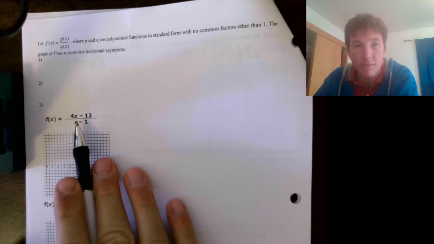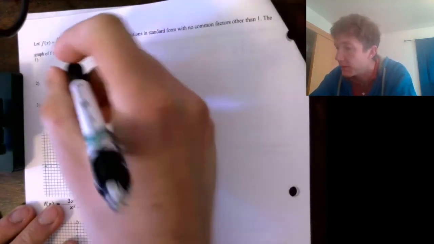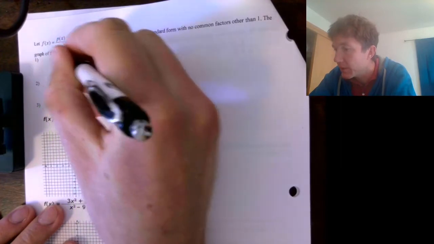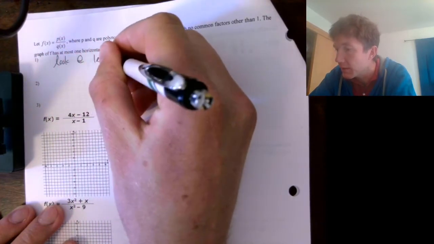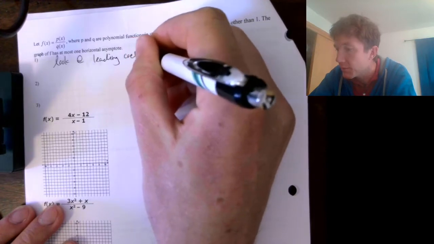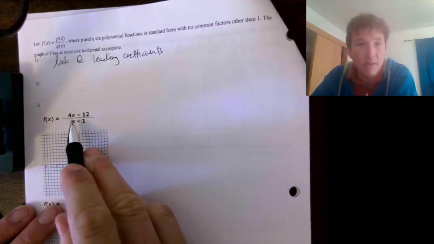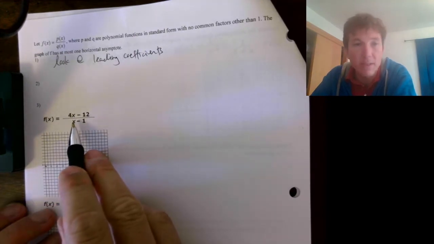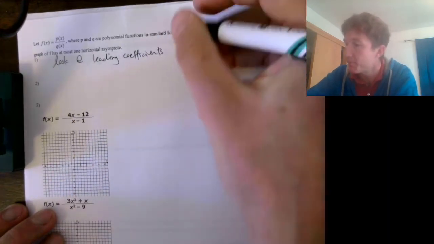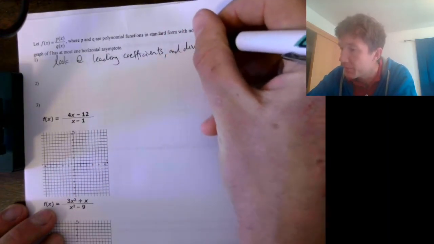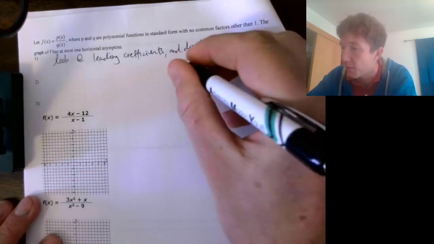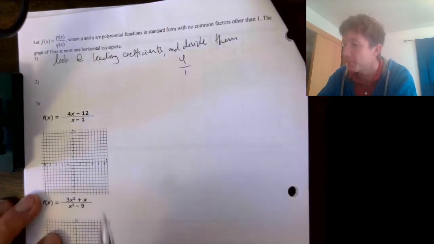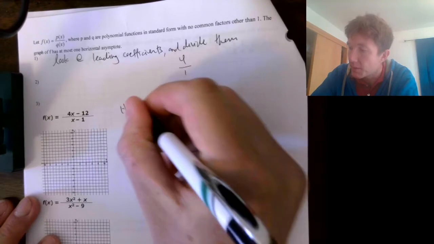To get the horizontal asymptote, what you do is you look at the leading coefficients. What do I mean by this? I mean, look at the x, okay? The largest degree here is the x, thus the leading coefficients would be 4 and 1, and divide them. This is if they are the same. So we have 4 over 1. Then we have a horizontal asymptote here at y equals 4.